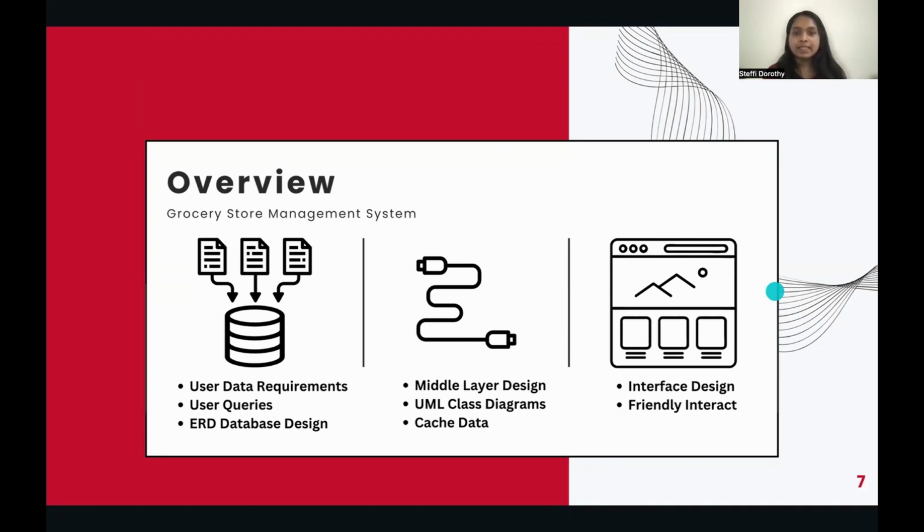The middle layer connects this database with the user interface, ensuring data is delivered quickly and accurately. We also created UML class diagrams to visualize system components and their relationships, helping us stay organized and feature complete. To improve speed, we added caching for frequently accessed data, reducing wait times for product searches. And lastly, we prioritized a simple, intuitive interface, making sure both customers and staff can navigate the system easily and efficiently. And now I would like to hand it over to James to take it further from here.